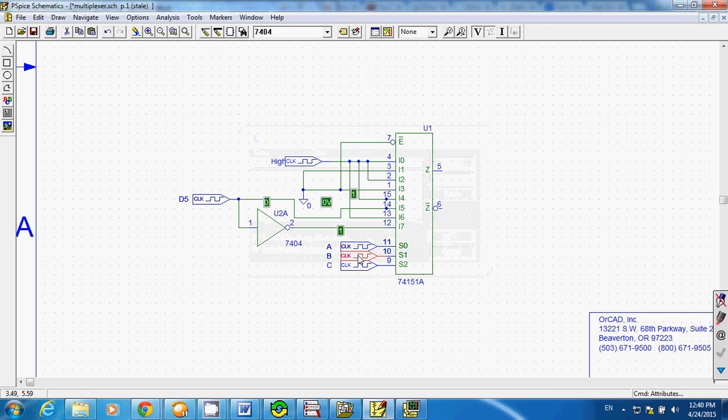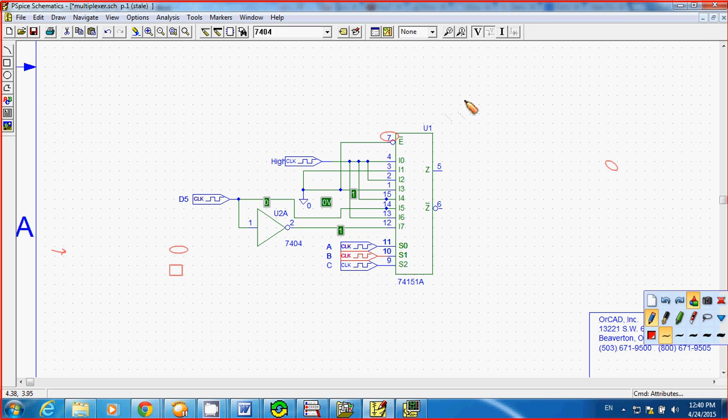What about B? Let's see here, this is the clock of A, right?